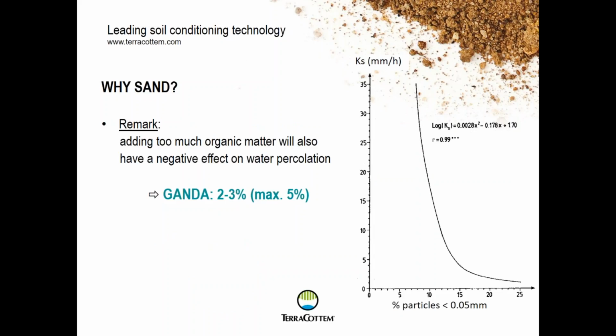A remark I want to make: organic material has the same effect. The more organic material in your soil, the lower the Ks value. We also know that organic material is important. It improves water retention, it improves soil structure, but you can't add too much organic material.